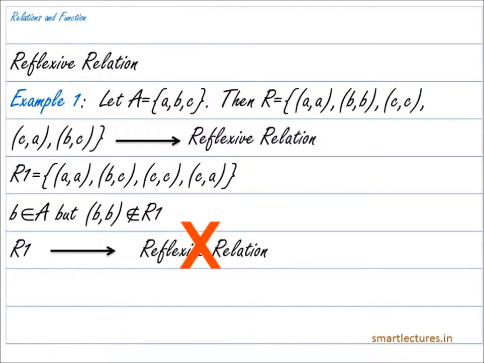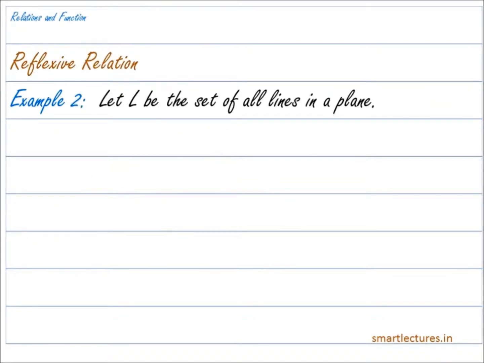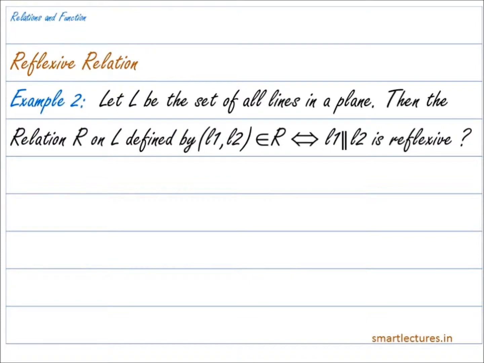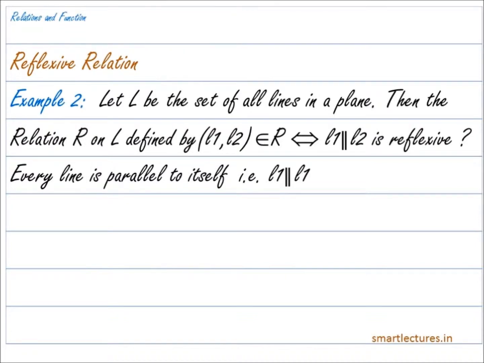Now let's do one more example. Let L be the set of all lines in a plane, then the relation R on L defined by (L1, L2) belongs to R if and only if L1 is parallel to L2 is reflexive. Now you know it very well that every line is parallel to itself. Hence, for any line L1 which is in given plane L, you can see it will be parallel to itself. So the given relation R is a reflexive relation.